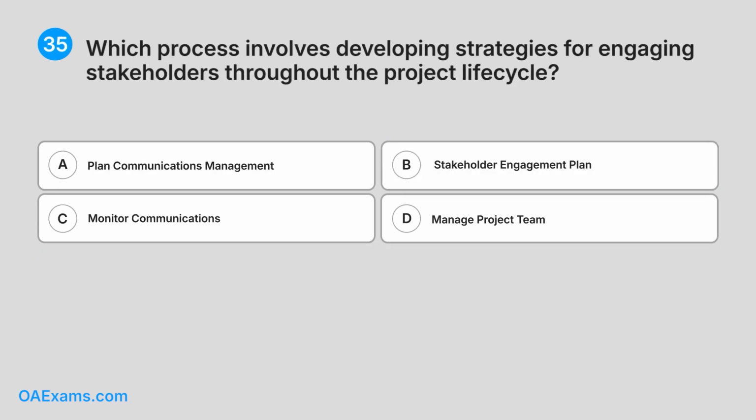35. Which process involves developing strategies for engaging stakeholders throughout the project lifecycle? A. Plan communications management. B. Stakeholder engagement plan. C. Monitor communications. D. Manage project team. Do you know the answer?